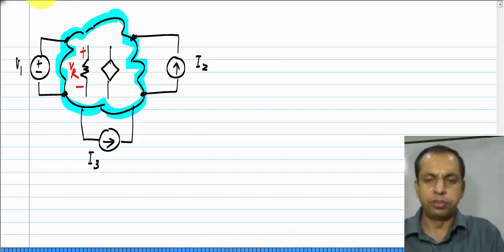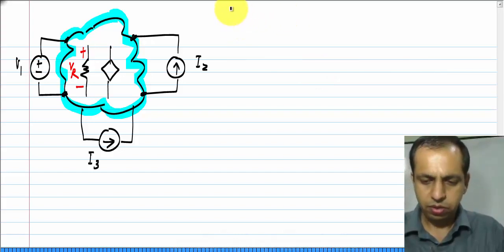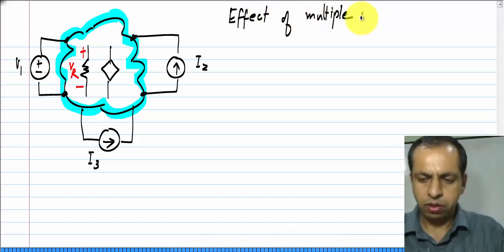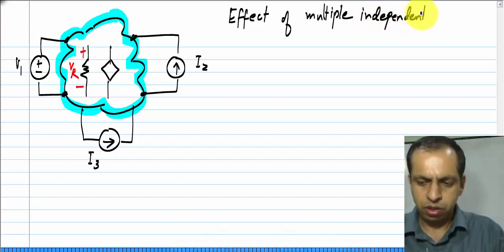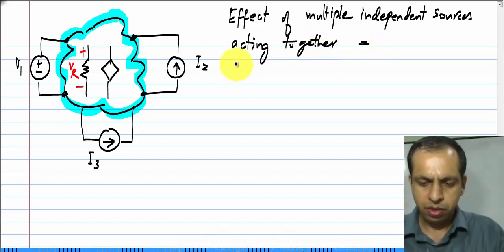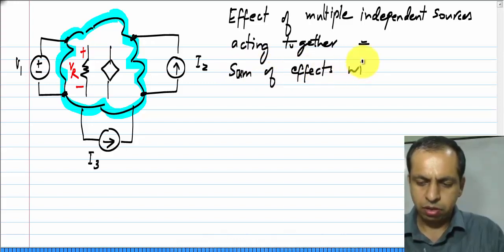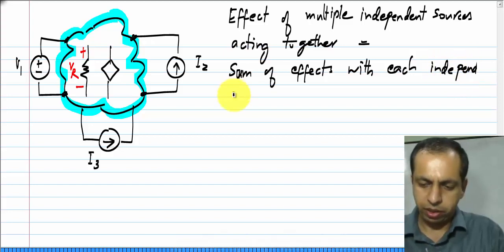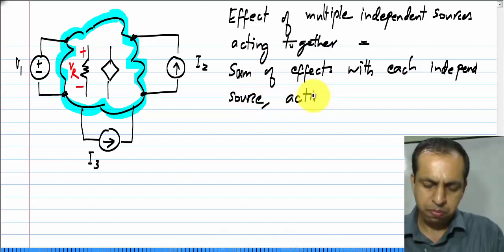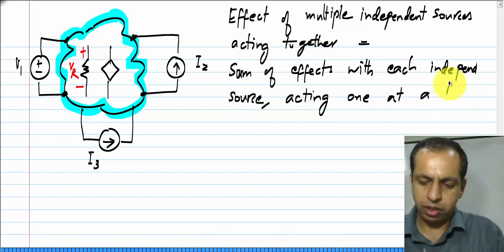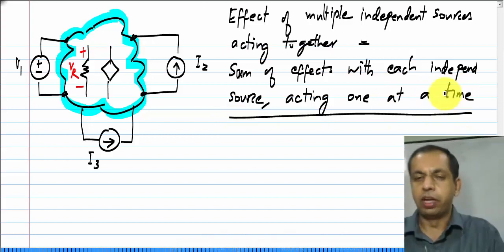Now, what does the principle of superposition say? The effect of multiple independent sources acting together equals the sum of effects with each independent source acting one at a time. Okay. We will elaborate on what this means.